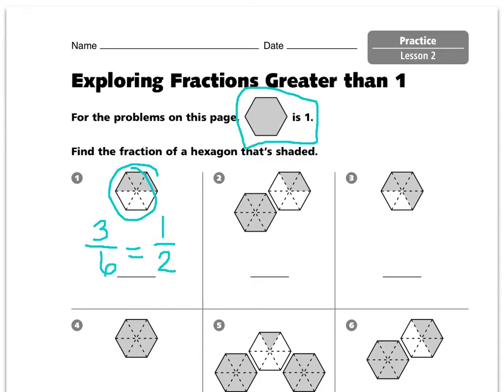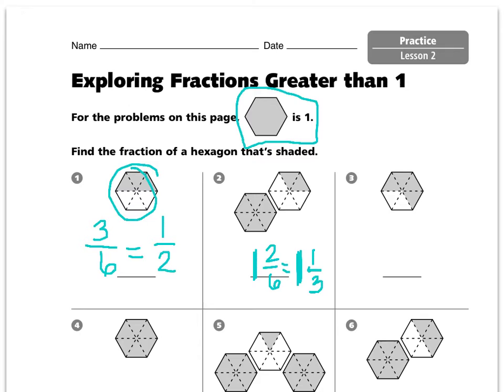Let's look at number 2. I have a full shaded 1, so I can put 1 full shaded 1, and then I have 2 out of 6 shaded. The 1 stays the same, but I know 2/6 can be reduced because 2 goes into both. 2 goes into 2 one time, and 2 goes into 6 3 times.